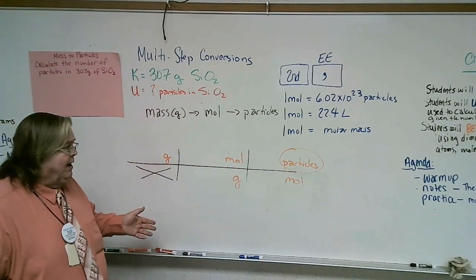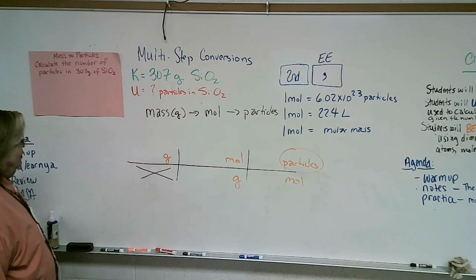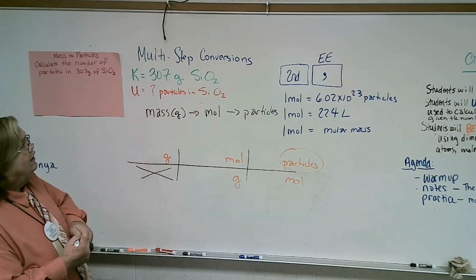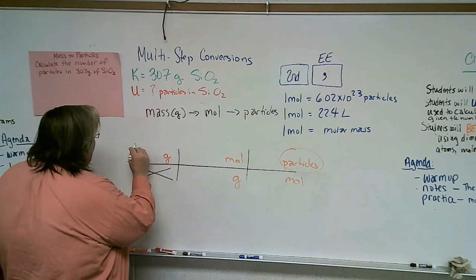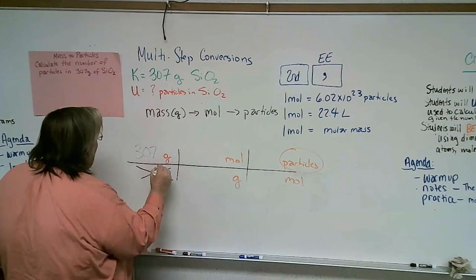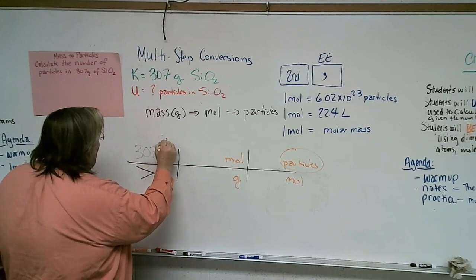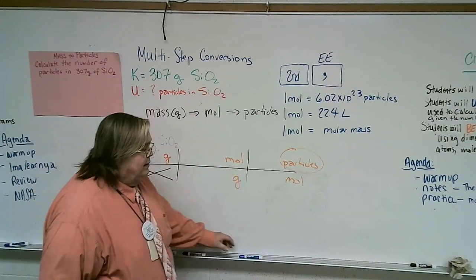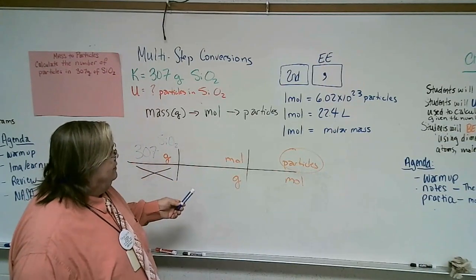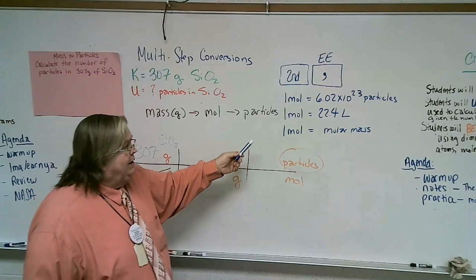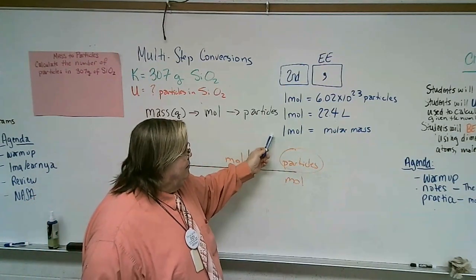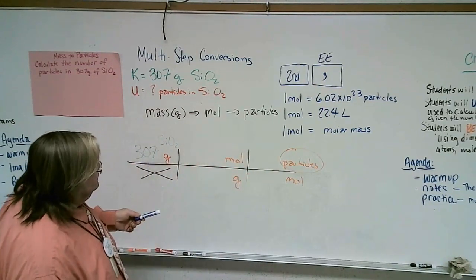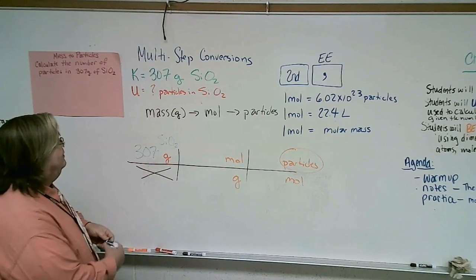So now we need to take a little step back and we need to look at our givens. Our given is 307 grams of SiO2. Well, so now we need a conversion. Well, the only conversion we have that we can use for this particular one is 1 mole is the molar mass. So before we can even do anything else, now we need to calculate molar mass.